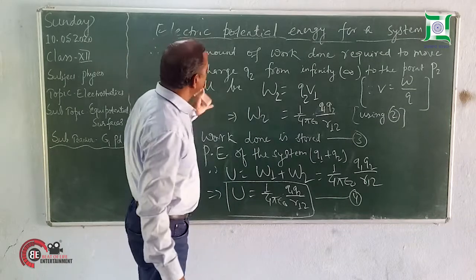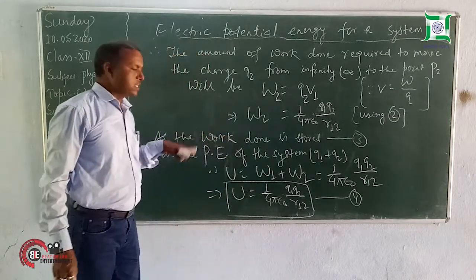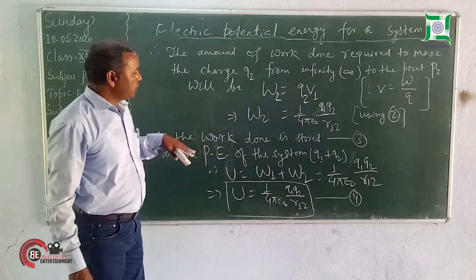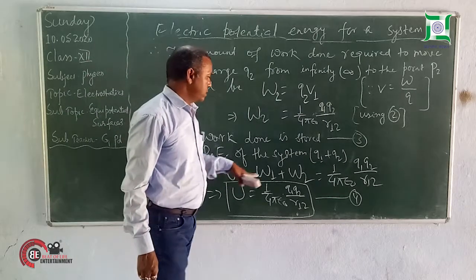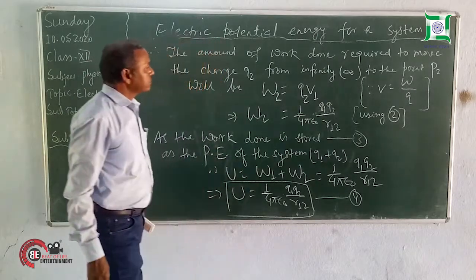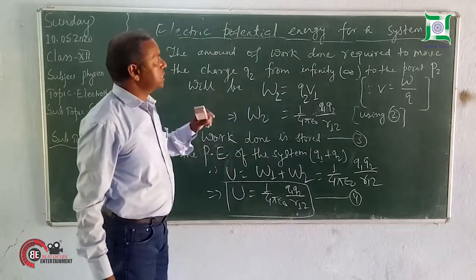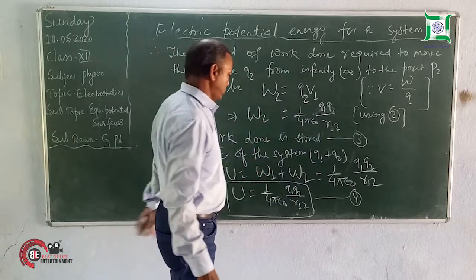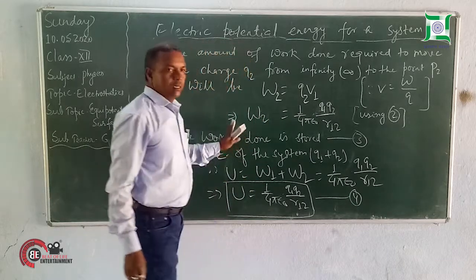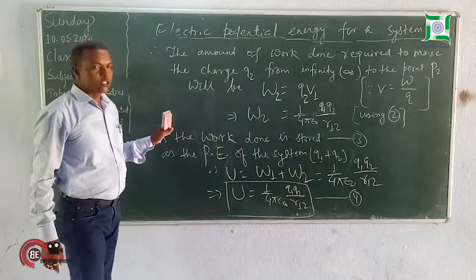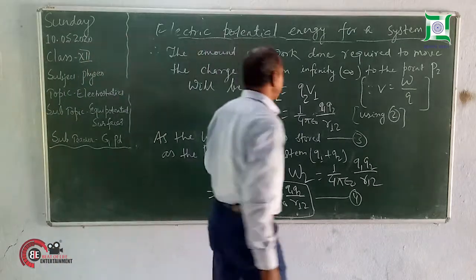Similarly, we can find the expression for electric potential energy for the system of 3 point charges, and so on. We can find the electric potential energy for a system of n point charges. So this is the expression for electric potential energy.